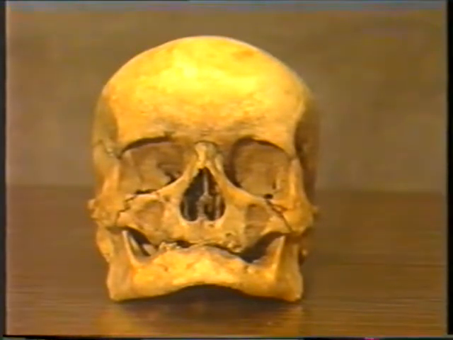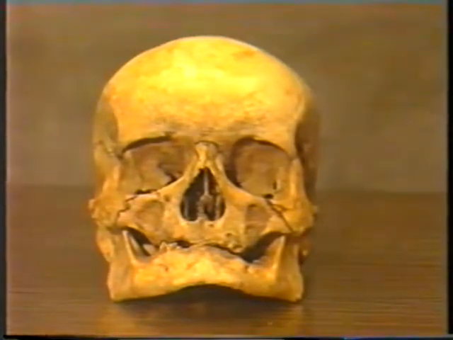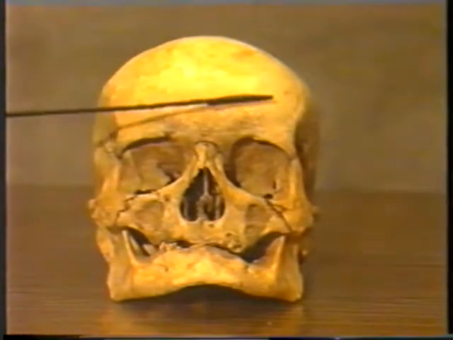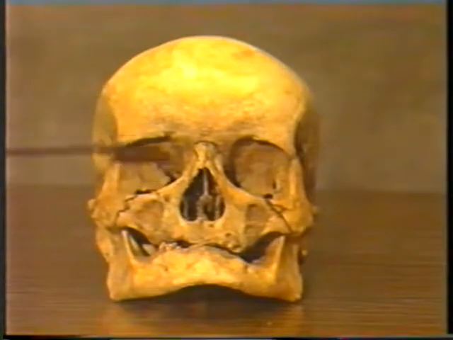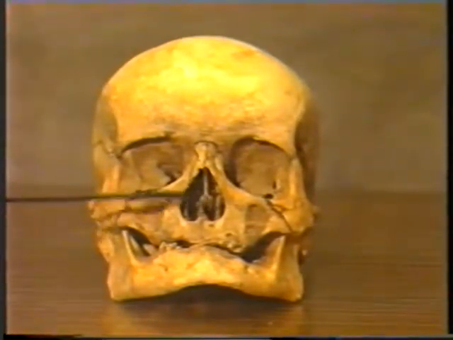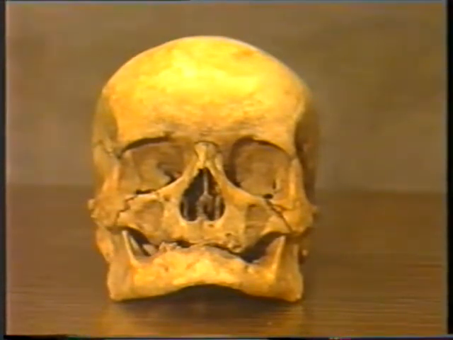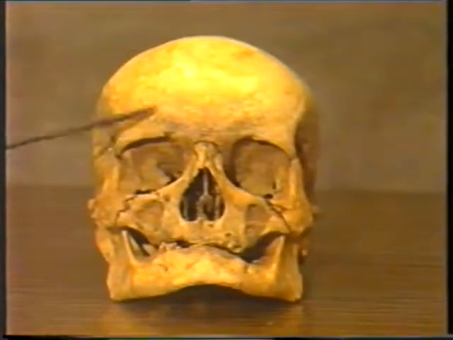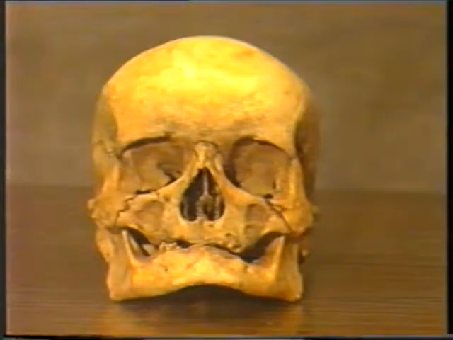Now we are going to describe the anterior aspect of the skull or norma frontalis. This anterior aspect shows the forehead, the orbits, the external nasal aperture, and the upper and lower jaws. This is the forehead. It presents the superciliary arches, which are more prominent in the male than in the female.